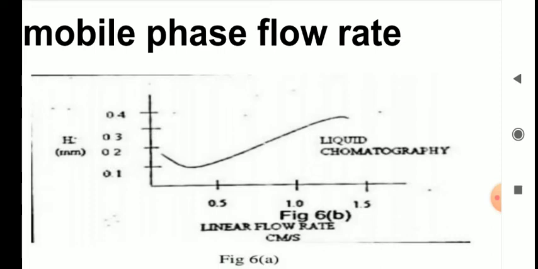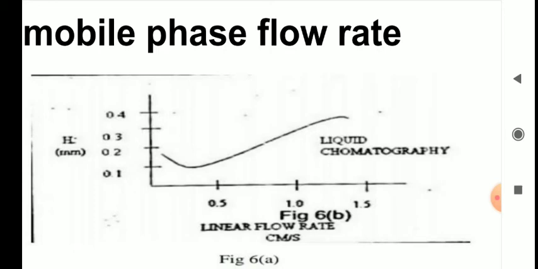Remember, the plate number is dependent on plate height. Plate number is L by H. So the lower the H value, the greater will be the plate number and higher the efficiency. So obviously you have to choose a flow rate which is smaller, so that you get lower H values. In liquid chromatography, the plate heights are very small, of the order of 0.1, 0.2, 0.3, 0.4 millimeters.